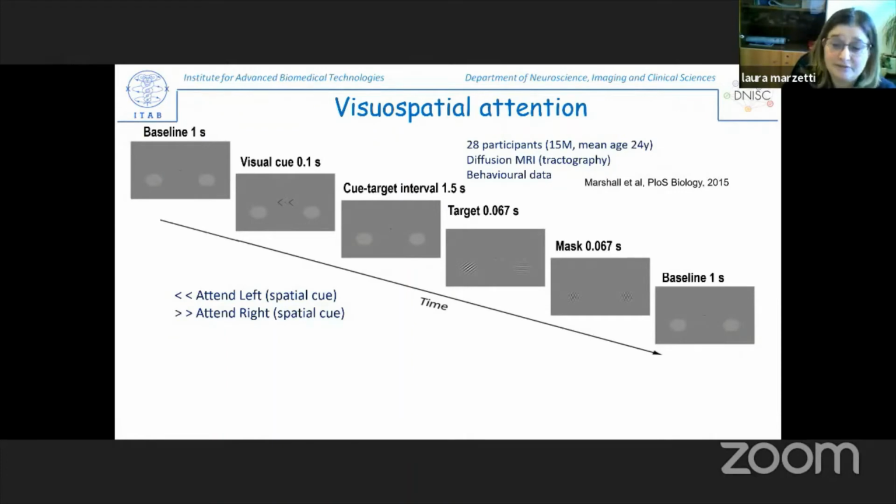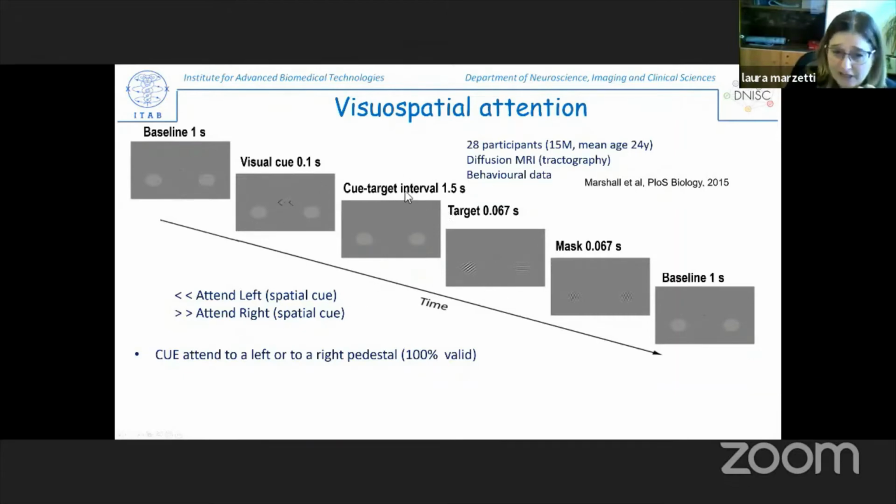And there was a previous study by Tom Marshall, exploiting this standard paradigm in which people are asked to attend either left or right. And then they are presented with a cue, which is these Gabor patches that you see, either horizontal or tilted. Then you have to respond. The task of the subject was to respond to whether the orientation was rightward or leftward.